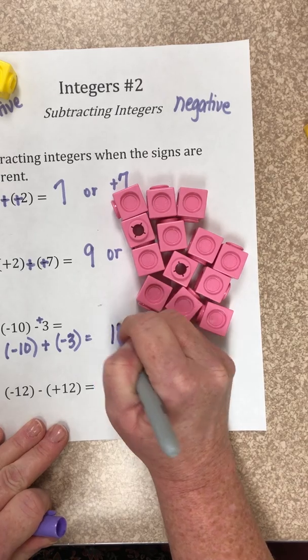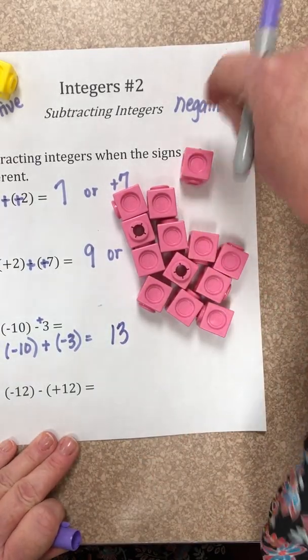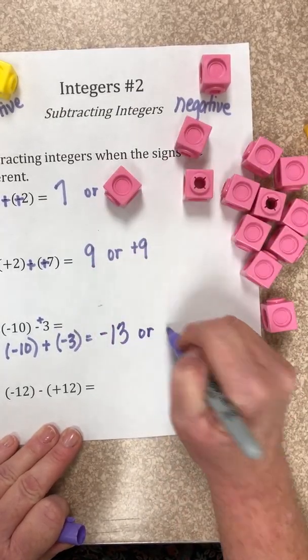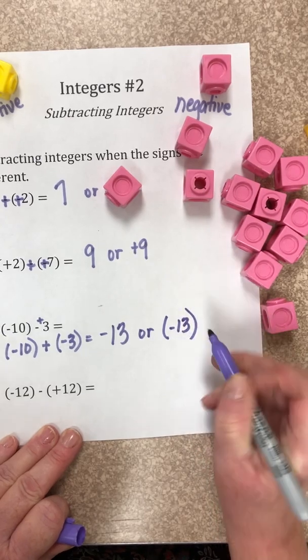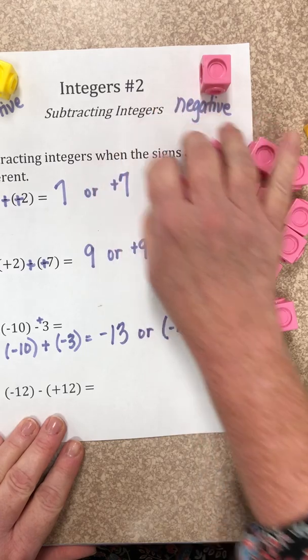Wait a minute. What kind of 13? Well, these are pink, and we found that pink is negative, so that's a negative 13. Remember, the parentheses protect that negative sign. All right, let's look at the last example.